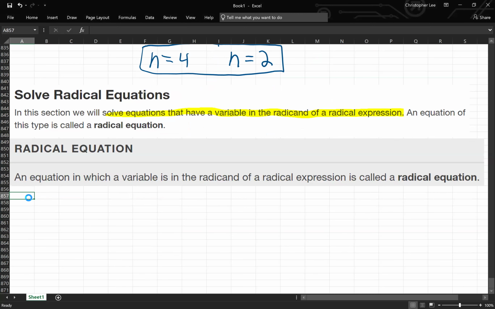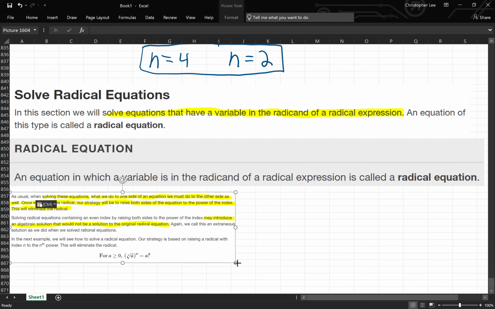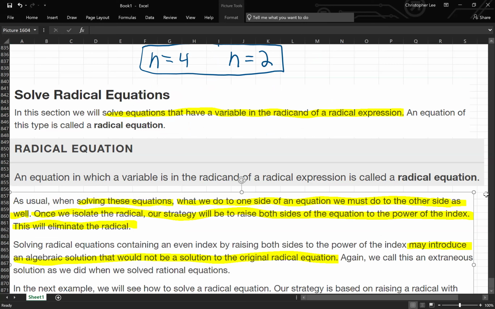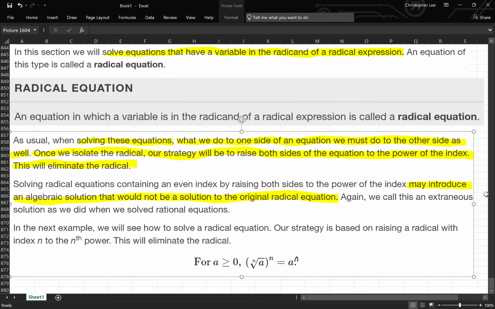All right, got to build it up a little bit. Okay. So as usual, when solving these equations, what we do to one side of the equation, we must do to the other side as well. Once we isolate the radical, our strategy will be to raise both sides of the equation to the power of the index. This will eliminate the radical. Solving radical equations containing an even index by raising both sides to the power of the index may introduce an algebraic solution that would not be a solution to the original radical equation. Again, this is called an extraneous solution.